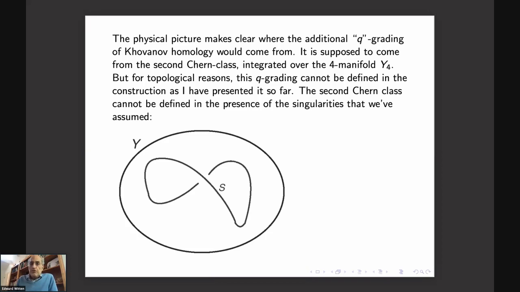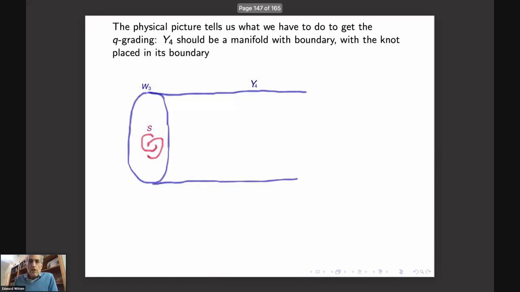So in precisely this situation, we do not get the Q grading. We have to do something a little more complicated. The four manifold should be a manifold with boundary, and the knot S has to be placed in its boundary. Well, I've drawn an example where S actually is a link consisting of two unknots that are linked.